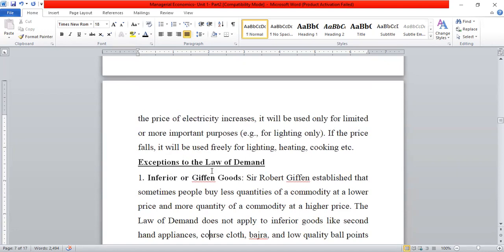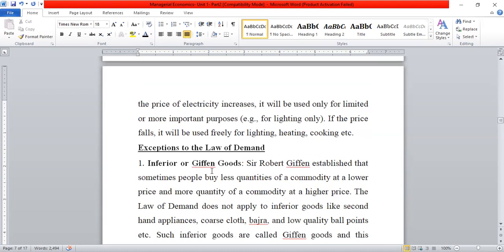What are Giffen goods? Normally, as we say, when the price of a commodity increases, the quantity demanded decreases. But in the case of Giffen goods or inferior goods, if the price of the commodity decreases, its demand also decreases. There is a direct relation. These types of goods are called Giffen goods. The law of demand does not apply in the case of inferior goods.